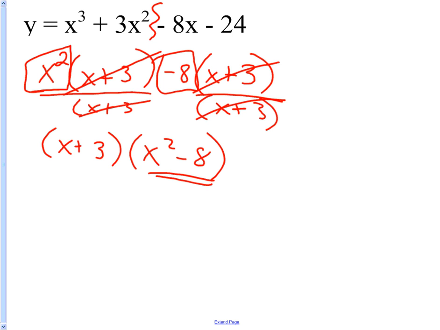All right, and some of you probably wanted to make sure that I wasn't burning you, and so you probably looked at this and decided whether or not you could factor it farther. Can you? No, you can't, because this is not a perfect square, and therefore it's not a difference of squares, and therefore your final answer is x plus 3, x squared minus 8.